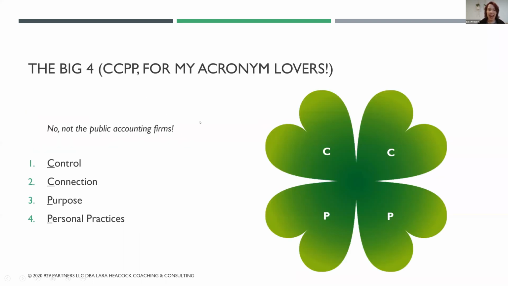So for my acronym numbers, this is the CCPP, or the Big Four, and I'm not talking about the public accounting firms. So getting our stress level down, still being able to get our work done, we need these 4 factors. We need to find control where we can. We need to maintain connection. All of you are totally on that train.